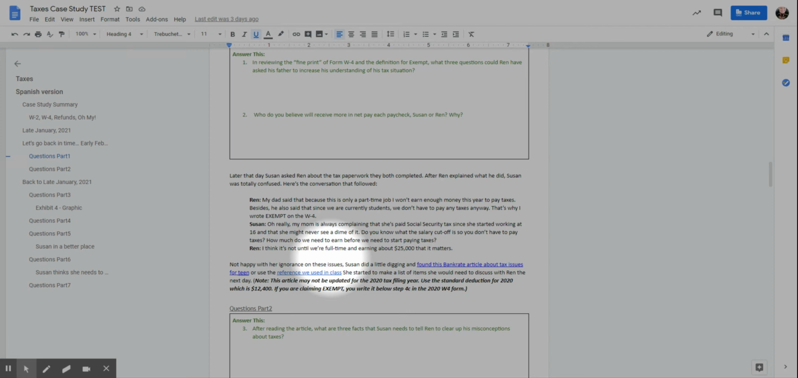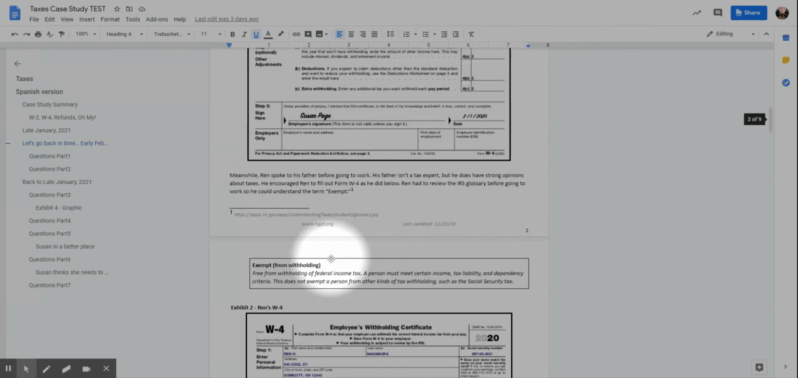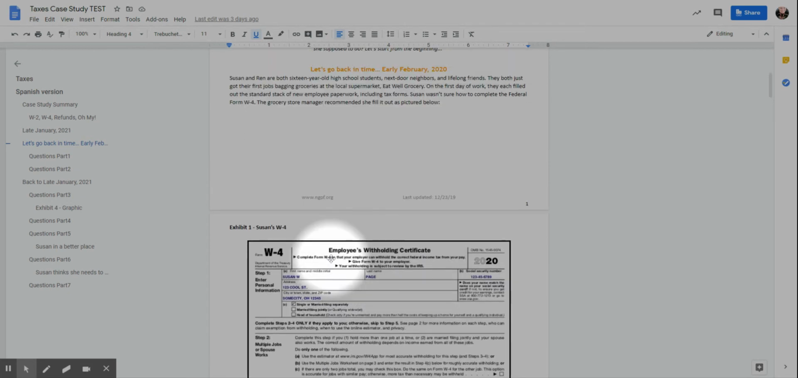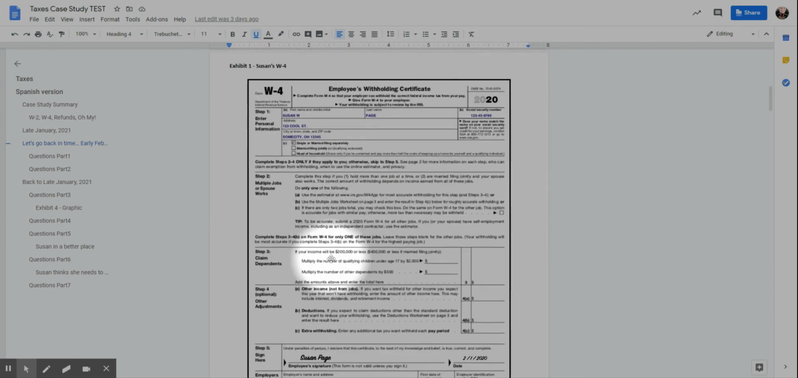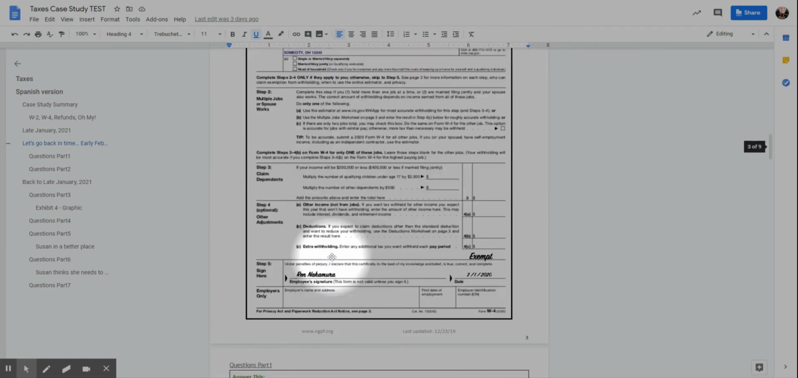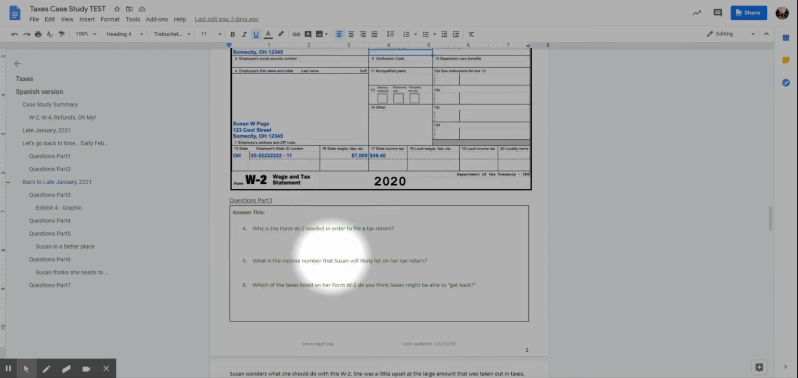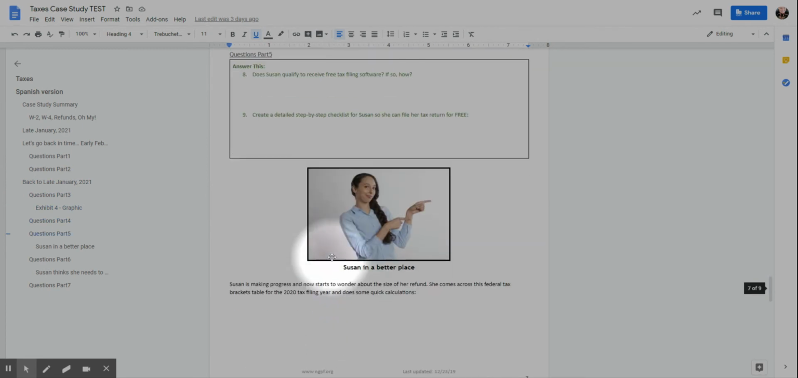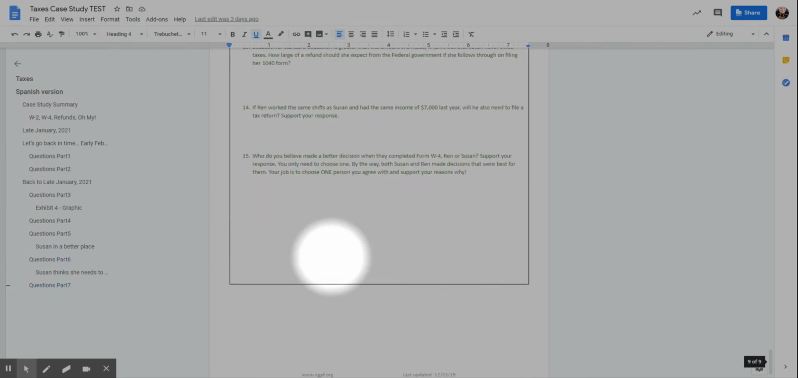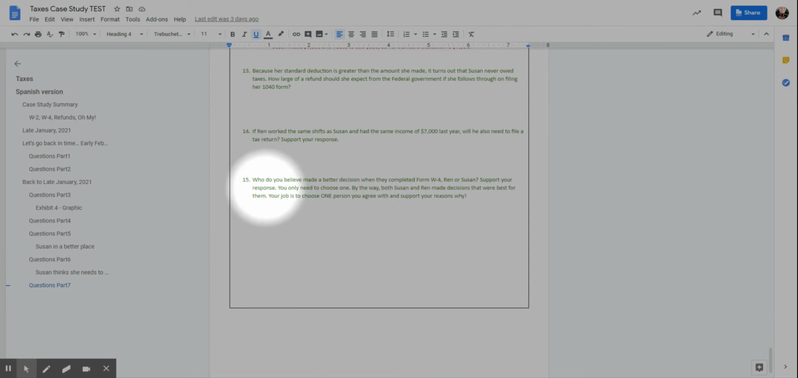So again, this is our test. You are going to be following two people, Susan and Ren, and looking at how they have filled out their W-4 forms and what impact that makes on their W-2. And then the very last question bank is, who do you believe made a better decision when they completed their W-4 form, Ren or Susan? Be sure that you support your response. You only need to choose one person. So you're either going to say Ren made a better decision or Susan did.